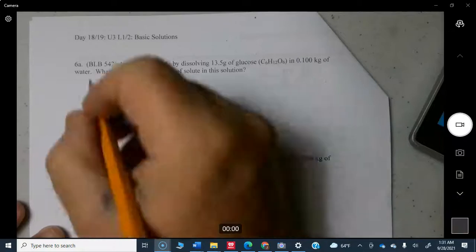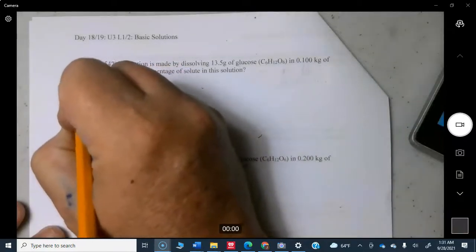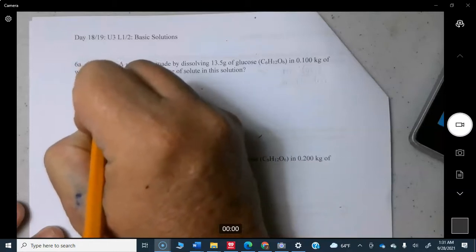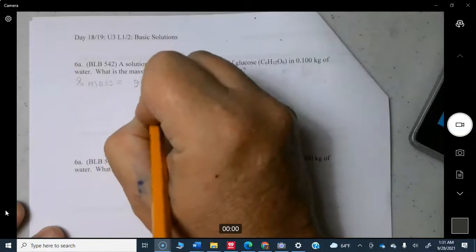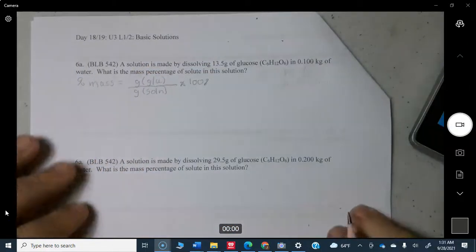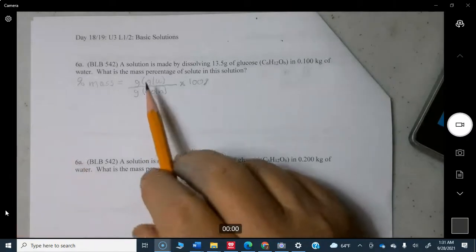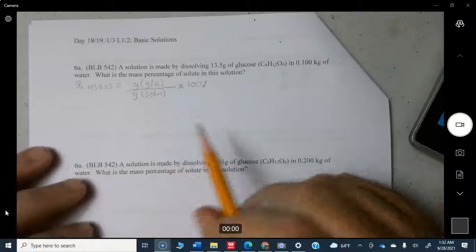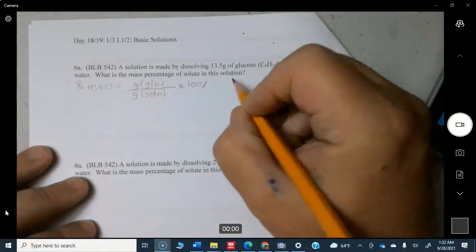So we're going to go ahead and write the formula for mass percent. And I recommend you always do this, that way you end up memorizing formulas. Okay, so there's the formula. So what's the solution? It's grams of glucose plus grams of water together. So let's go ahead and write that out.